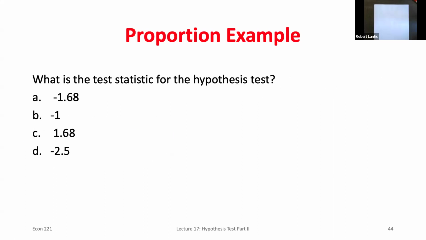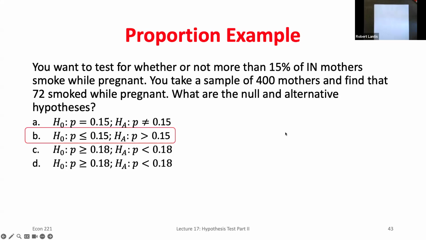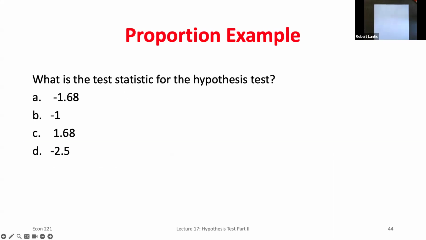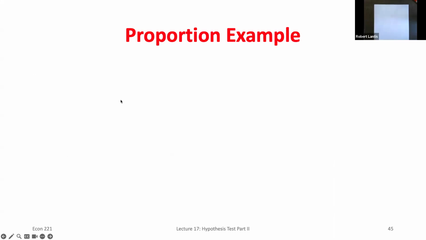Right? If I want to calculate my test statistic, how am I going to do that? Well, what is my sample proportion here? It's not directly given to me, but if I know that 72 out of 400 mothers smoke, my sample proportion would be 72 over 400. That's going to end up being 0.18. So I've got my sample proportion. I've got my assumed true proportion of 0.15. I've got my sample size. I've got everything I need to calculate my test statistic, right?